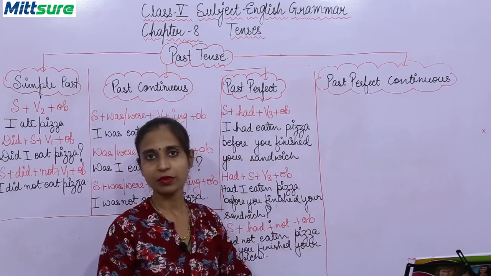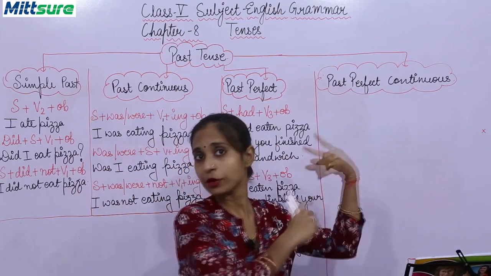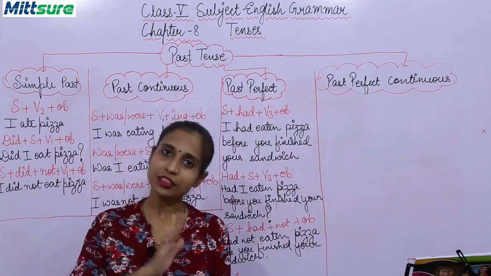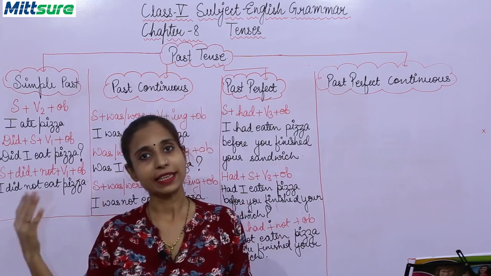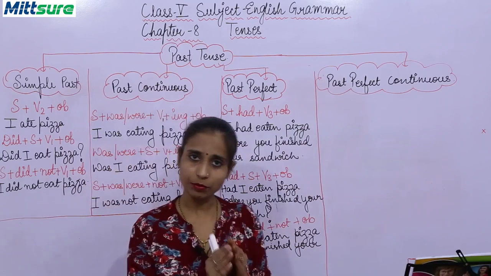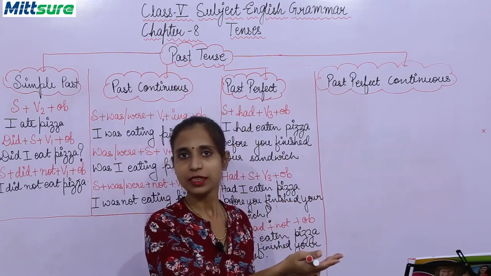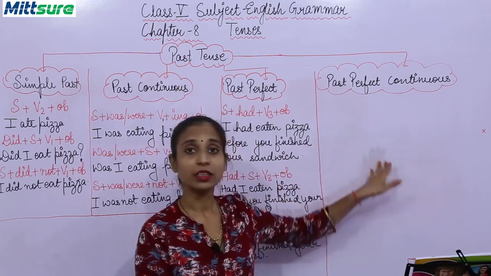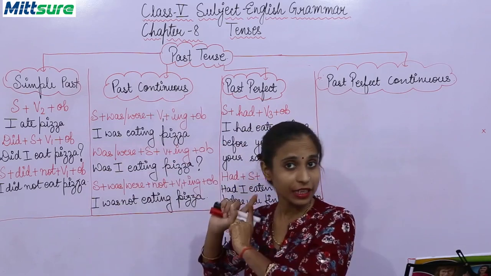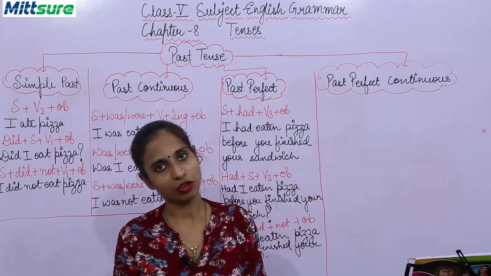Now past perfect continuous tells you about a job which was in continuation till the time another job started. The work which was in continuation in the past and stopped because of something else has happened. In past perfect, at some point the work was complete before another job could start. Here the work in the past was in continuation and stopped in between and some other job started.